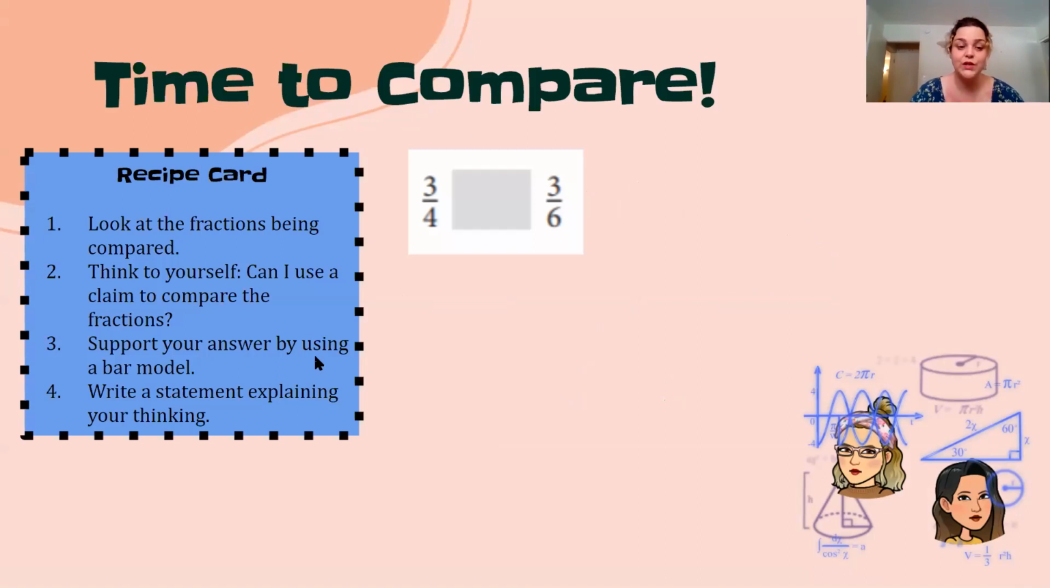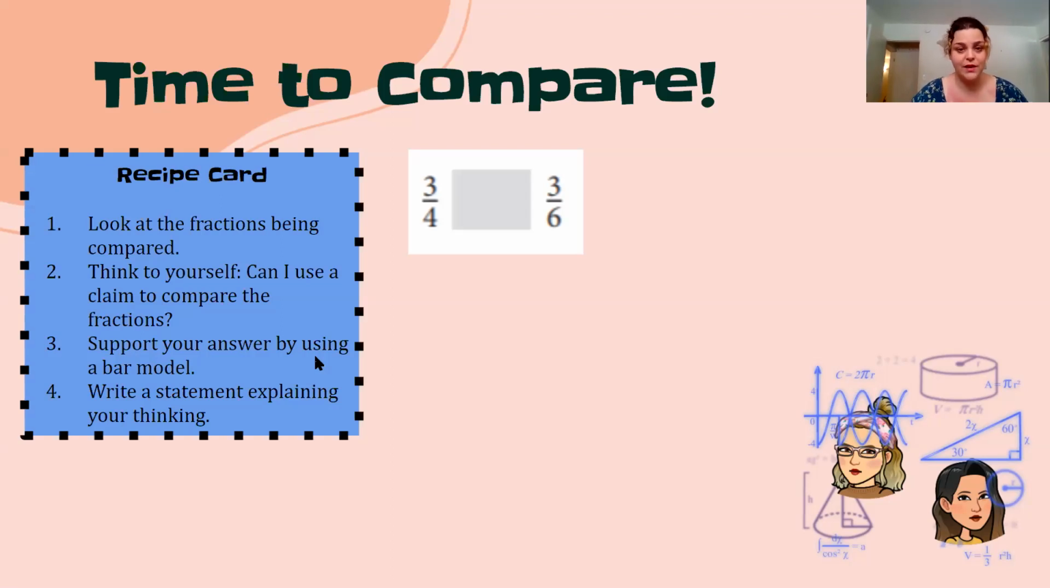That's number 1. Number 2, you're going to think to yourself, can I use a claim to compare the fractions? Number 3, support your answer by using a bar model or any other model. I do like the pie model. I'm just a little hesitant with it sometimes because some of you are not partitioning equally and doing equal parts, but you can try it. Just make sure that the parts are as equal as you can get them to be. And then number 4, write a statement explaining your thinking like I just showed you in the last one.